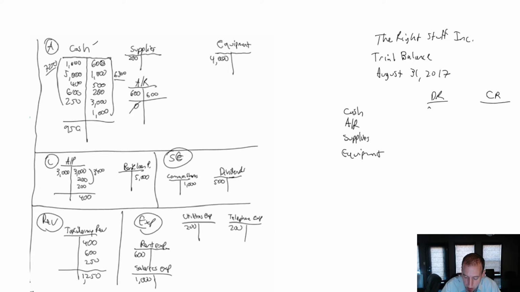So cash, 950. Oh, AR is 0. We actually didn't technically have to list it. Since it's there, I'm going to put it down. Supplies, 200, and equipment, 4,000.